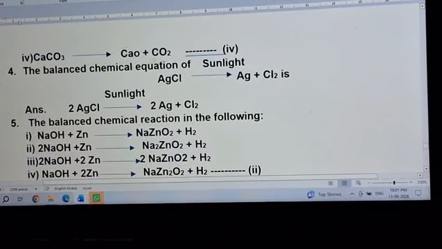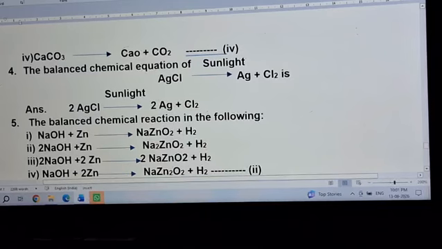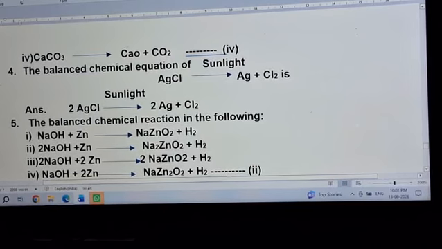The balanced chemical equation of sunlight. The sunlight equation is given as silver chloride giving rise to silver plus chlorine. In the presence of sunlight, silver chloride is decomposing into silver and chlorine. If you want to write a balanced equation, silver chloride, silver and chlorine, chlorines 2 are there, so here also you have to take 2. When you take 2 here, silver is 2 here and here it is only 1, so you have to take 2 more here. So this is a balanced equation.